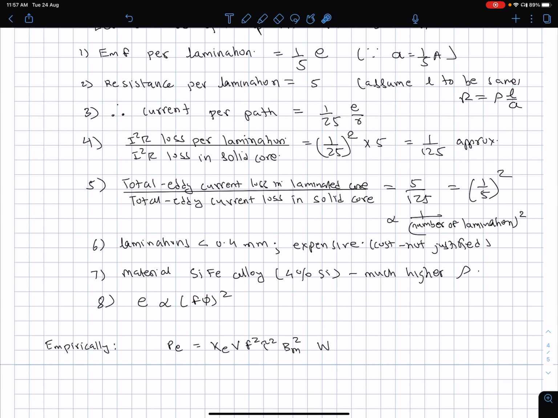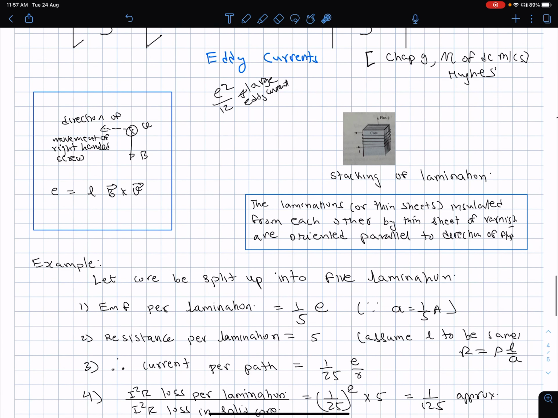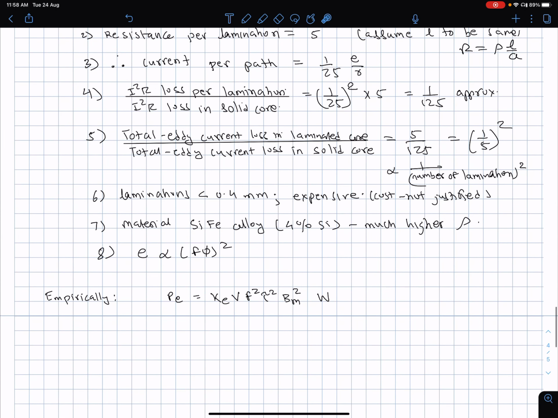Therefore, we would want to have as many laminations as possible, so we will keep on reducing the thickness of lamination. But when the thickness of the lamination goes below 0.4 mm, it is usually found that the cost of making it does not justify the savings, and it tends to get expensive. Second, if instead of iron you use a silicon iron alloy with say 4% silicon, you can automatically increase the resistivity of iron so as to cut down on the currents. Once you increase it, the eddy current losses will automatically reduce because of that.